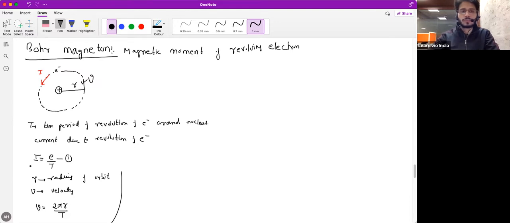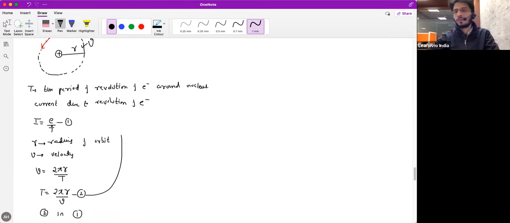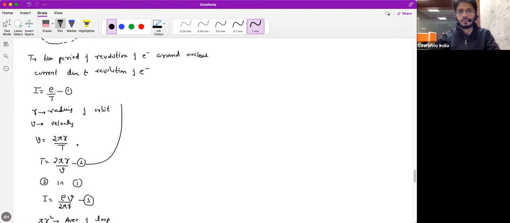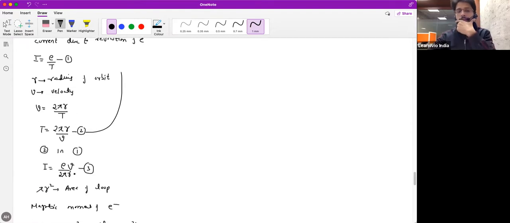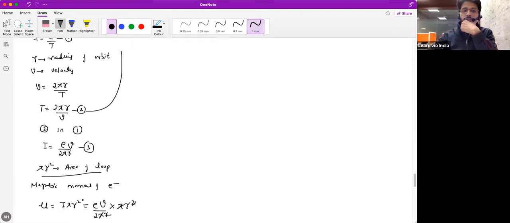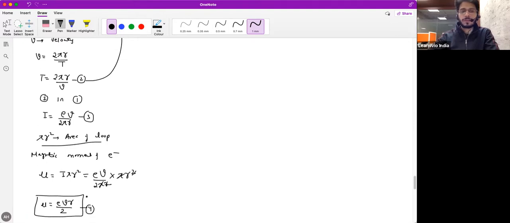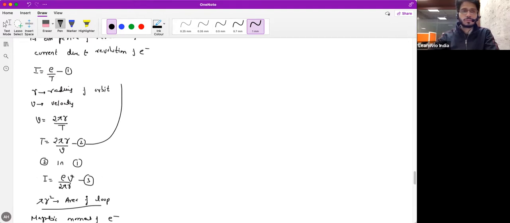So I am just calculating the magnetic moment associated with the revolving electron. First I calculate current, which is charge by the time period. Then I convert this time period in terms of velocity. Velocity is distance by time. In one revolution, the distance is 2 pi r, so you get T, which is 2 pi r by v. You can substitute this T here, so you get ev by 2 pi r. Pi r square is the area of the loop. The magnetic moment mu is current into area, I into pi r square. So it's ev by 2 pi r into pi r square. Pi gets cancelled with the pi, so you have evr by 2. That's the magnetic moment of the revolving electron. Just note it down faster.